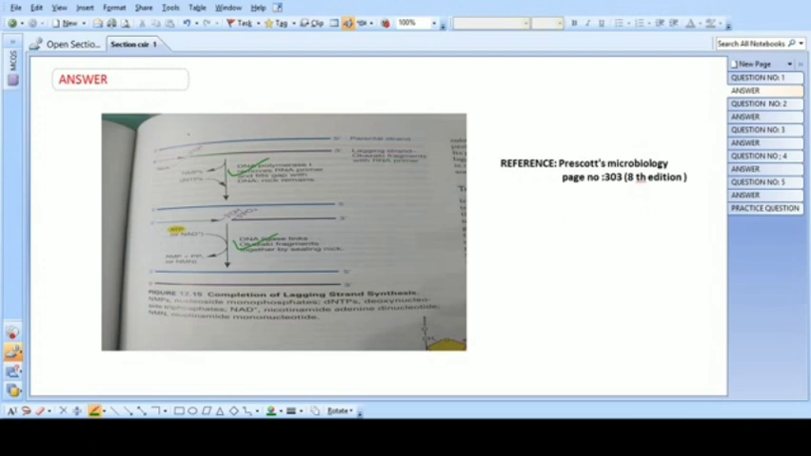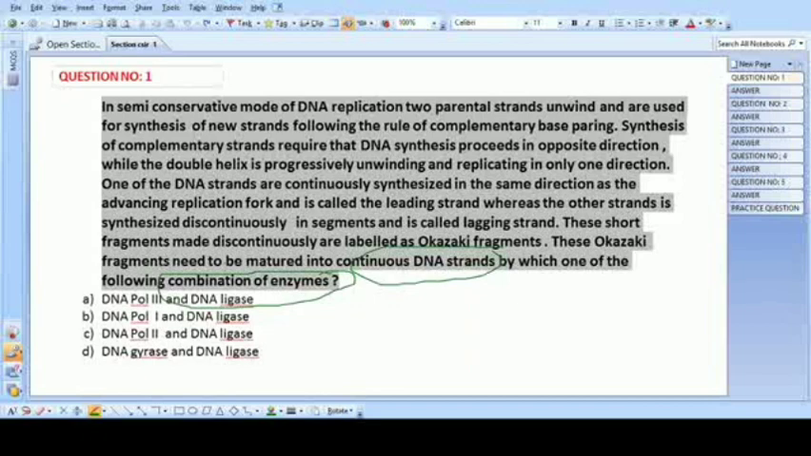Here from the picture we can see that there is DNA polymerase 1 which removes the RNA primer and fills the gap with DNA. That means this is an enzyme which is removing the RNA primer from the Okazaki fragment. Another is the DNA ligase which is linking Okazaki fragments. So the answer to question number 1 is B, that means DNA polymerase 1 and DNA ligase.